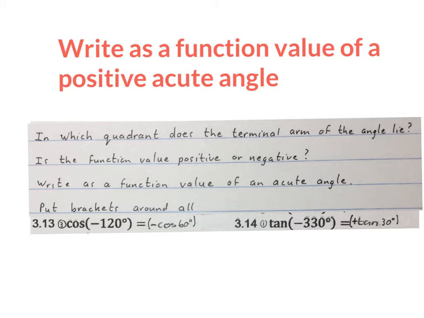We'll make this easier now, but if you see something like this and they give you these two at the bottom, they say write as a function value of a positive acute angle, you'll first do: in which quadrant does the terminal arm of this angle lie? Is the function value positive or negative?